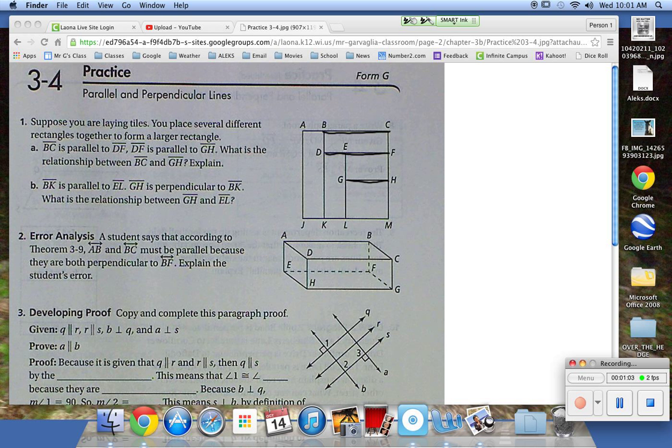What is the rule that we learned that says if BC is parallel to DF and DF is parallel to GH, then BC is parallel to GH? What is it? What's it called? Katie, what's this called? If BC is parallel to DF and DF is parallel to GH, then BC is parallel to GH. What's that called?